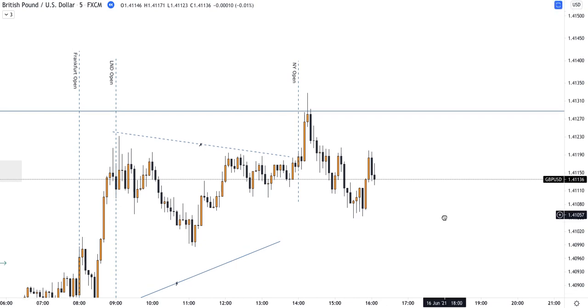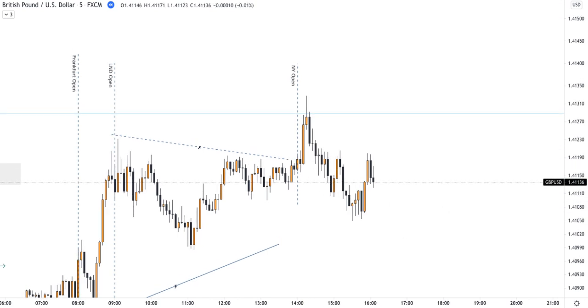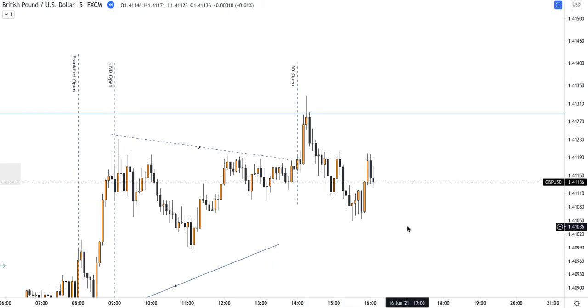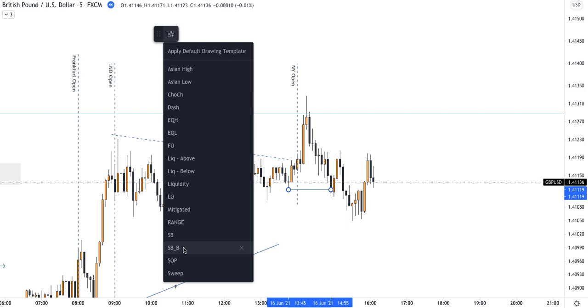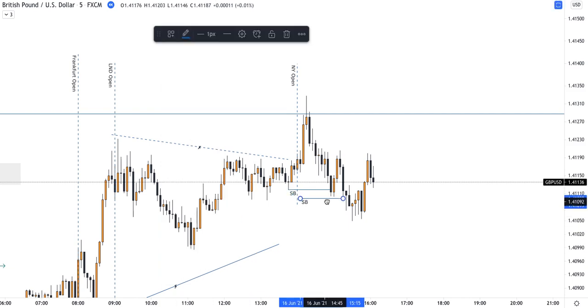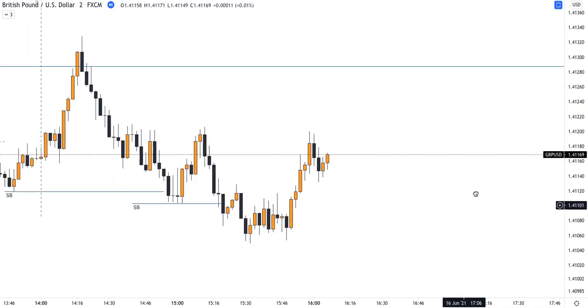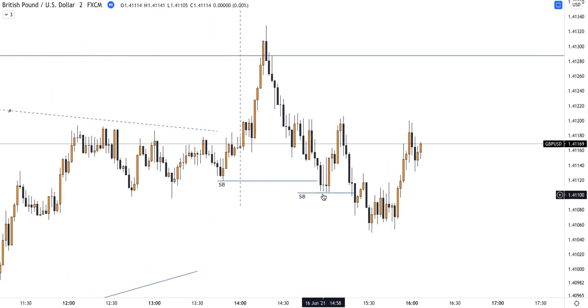Okay, on the 5-minute, we can see prices pushed on a bit. Now we can identify that we have multiple structure breaks. We have a structure break over there. Let's call that a structure break, and we have some smaller ones in there as well. Let's go to the 2 minutes just to see it clearly. Structure breaks all the way through.